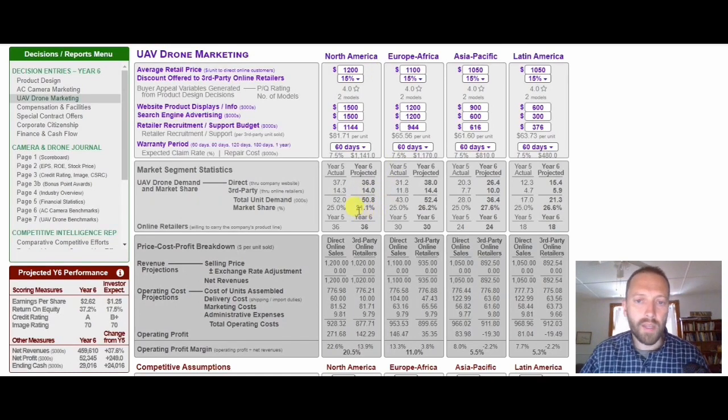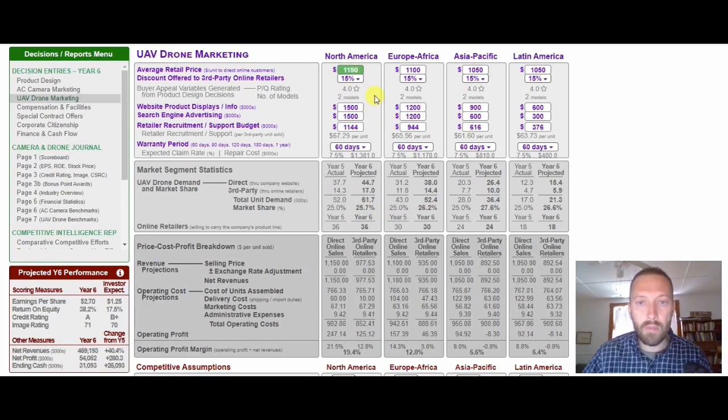If I was to pick something, I would just say, well, let's go with 25, similar to what we had on AC Camera Marketing. And let's call that our profit maximizing market share. The next thing we need to do is figure out what is going to be the highest operating profit margin for this market share of 25% that we're going for. Right now it's at 21%, so let's raise that and get that to where it needs to be.